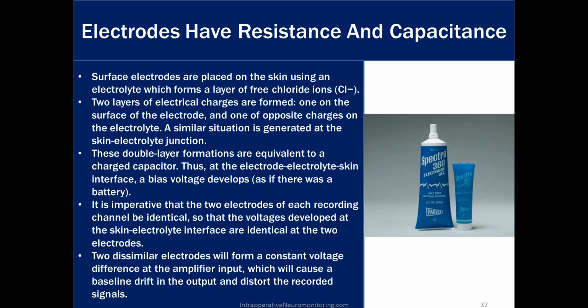These double layer formations are equivalent to a charged capacitor. Thus, at the electrode electrolyte skin interface, or the sandwich there, a bias voltage develops as if there was a battery. It's imperative that the two electrodes of each recording channel be identical so that the voltages developed at this skin electrolyte interface are identical at the two electrodes. Two dissimilar electrodes will form a constant voltage difference at the amplifier input, which will cause a baseline drift in the output and distort the recorded signals.